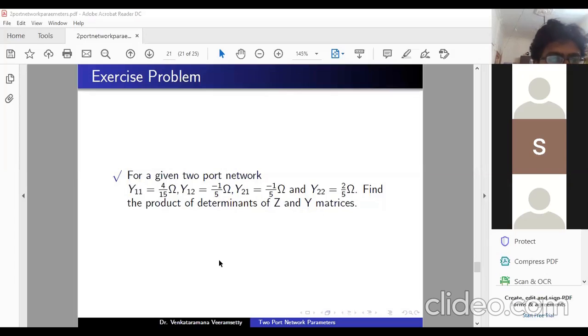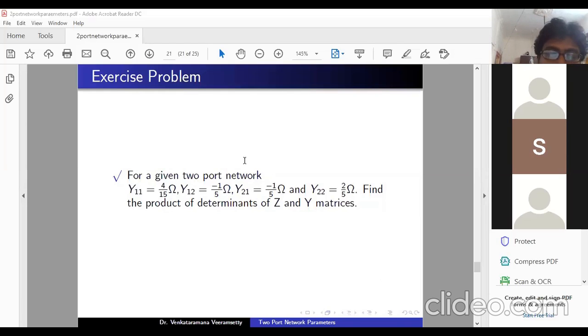Yeah, this one, right? Okay. Now we have the Y11, Y12, Y21, and Y22. So all the elements in the Y matrix are available. Now you have to find the elements of the Z matrices like Z11, Z12, Z21, and Z22.